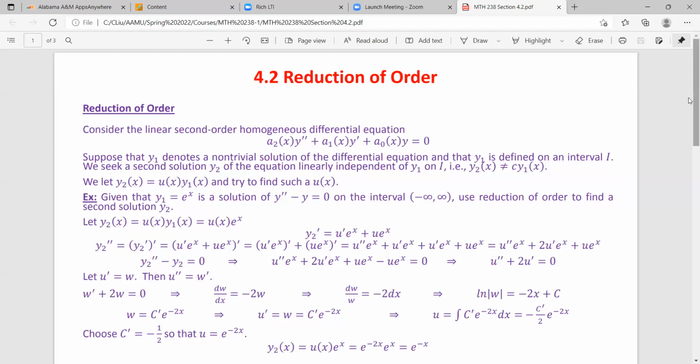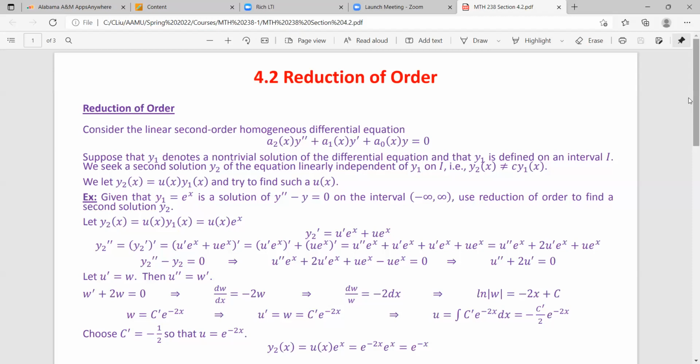So that's how you reduce the order from second to first in finding another solution of the homogeneous equation from the given solution.